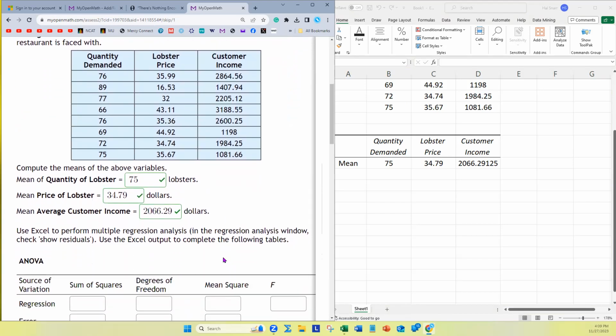Now we want to perform a multiple regression analysis. We want to know how much quantity is going to be demanded by our customers, given the lobster price and customer income. Okay, so quantity demanded is our Y variable, and how much our customers purchase depends on the price and their income, right?